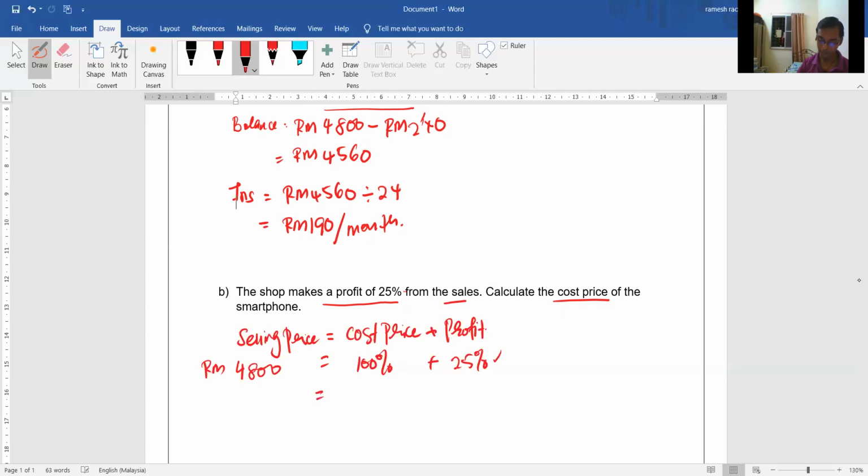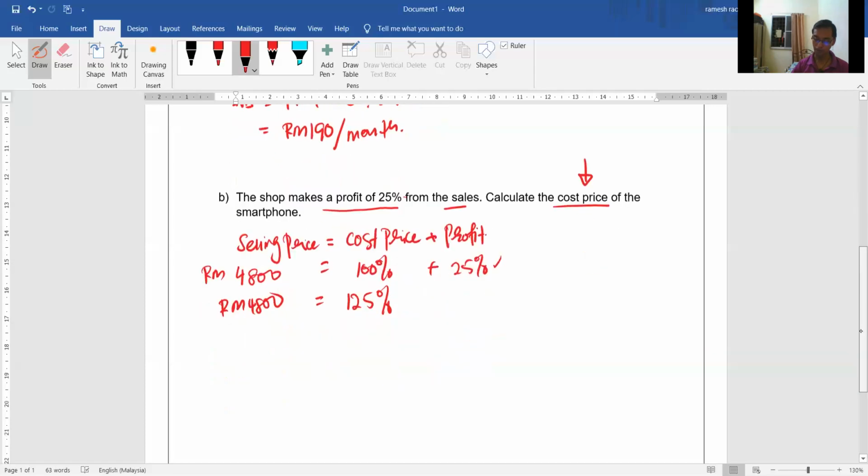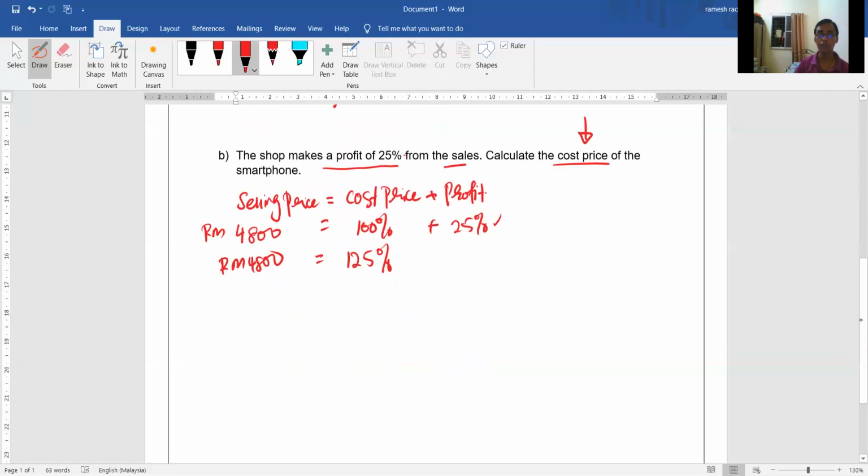So here, 125% equals this price. 125% equals this price. Now the question is, what is the cost price? So the cost price is 100%. We don't know how much the 100% is. What you can do is play with the ratio or with cross multiplication. We know the percentage, but we don't know the price.